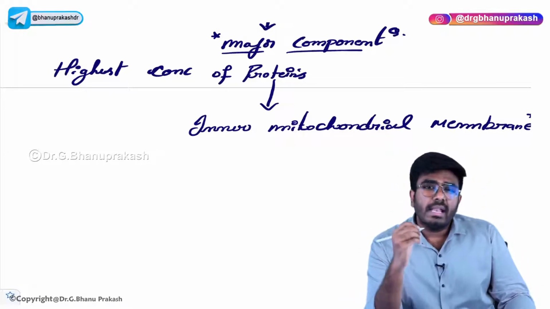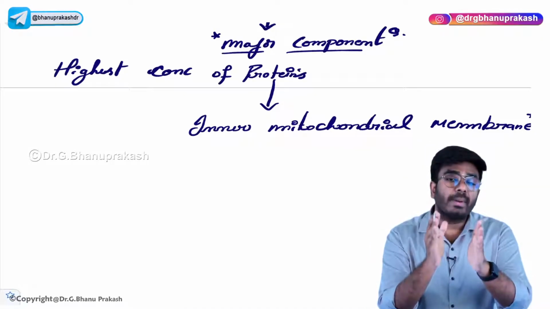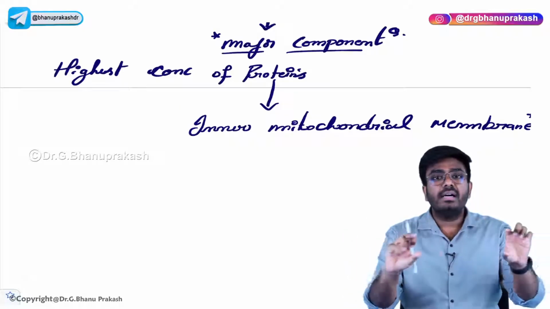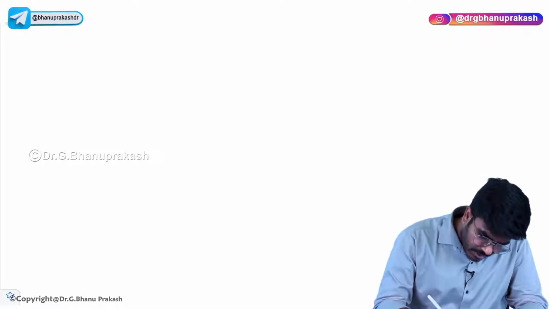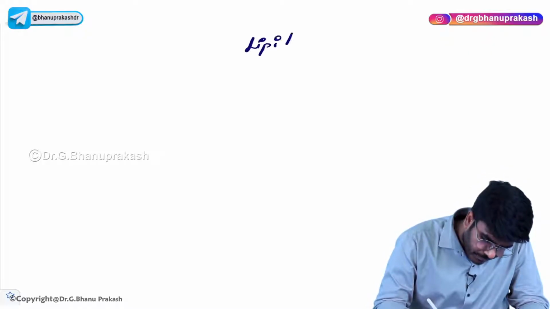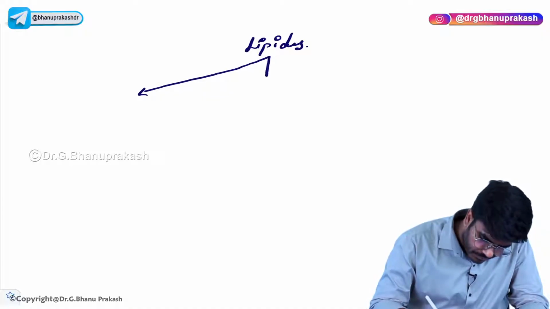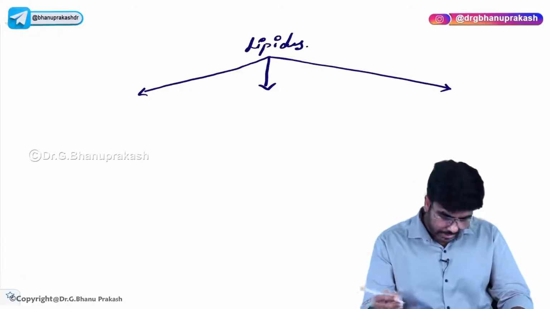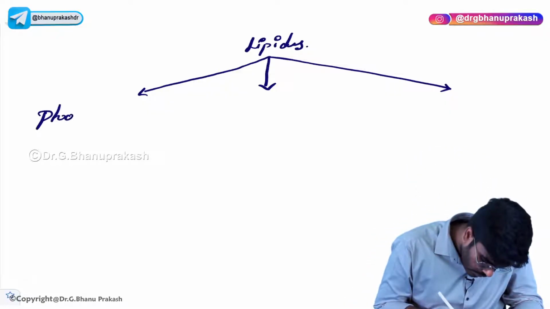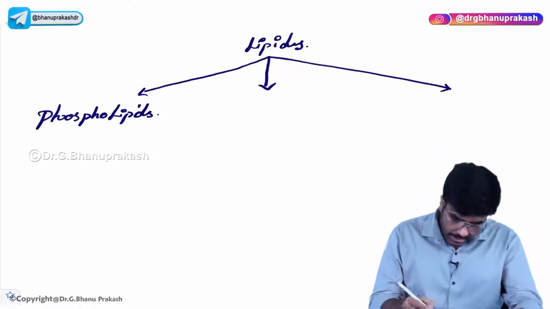Now after this, let's start with the lipids. We have seen lipids are arranged in bilayer fashion and the lipids are just like a sea. Let's classify the different types of lipids in the cell membrane. The lipids are majorly classified into three types. First type of lipids are called phospholipids. Lipids with the phosphate groups.